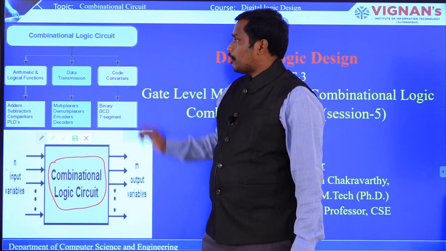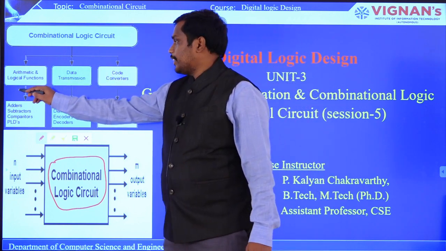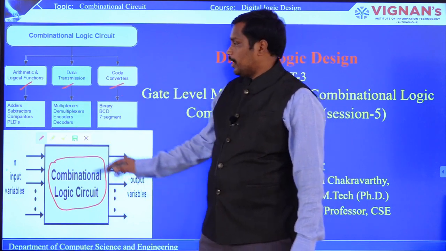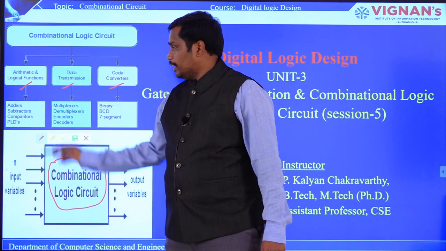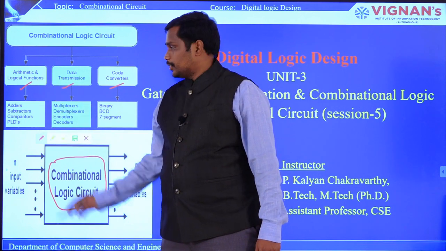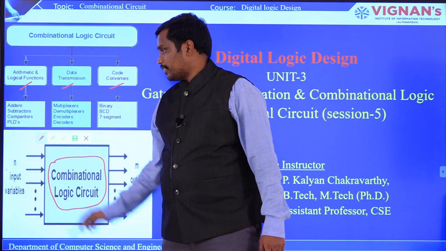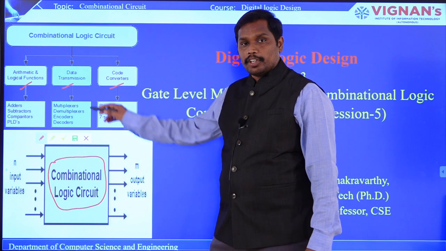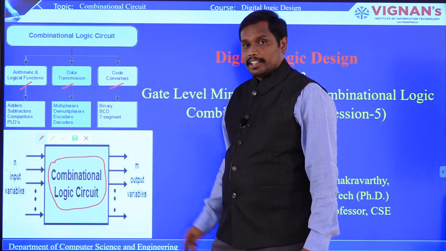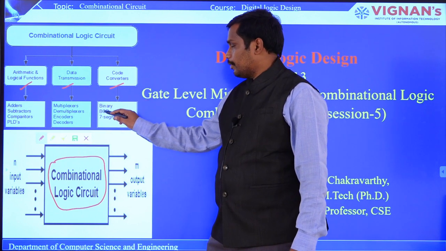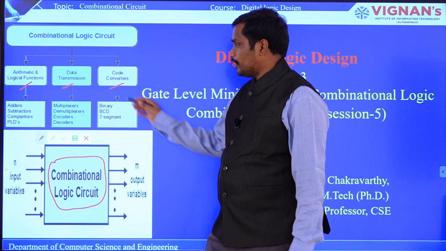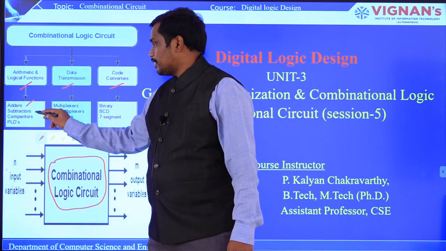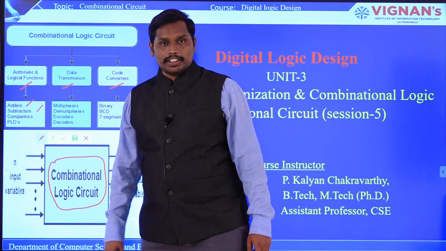Now this particular combinational logic circuit is broadly classified as arithmetic and logical functions, data transmission, and code converters, in which today we are going to see adders and subtractors. Under arithmetic and logic functions, we see adders, subtractors, comparators, and PLDs, and under data transmission we see multiplexers, demultiplexers, encoders, decoders, and under code converters, binary, BCD, which is binary coded decimal, and 7 segments. Only a few of these are in our syllabus, so we will see the adders and subtractors in this arithmetic and logic function.